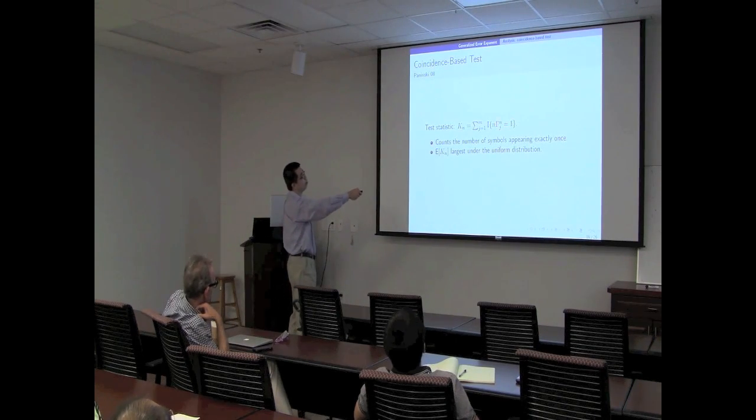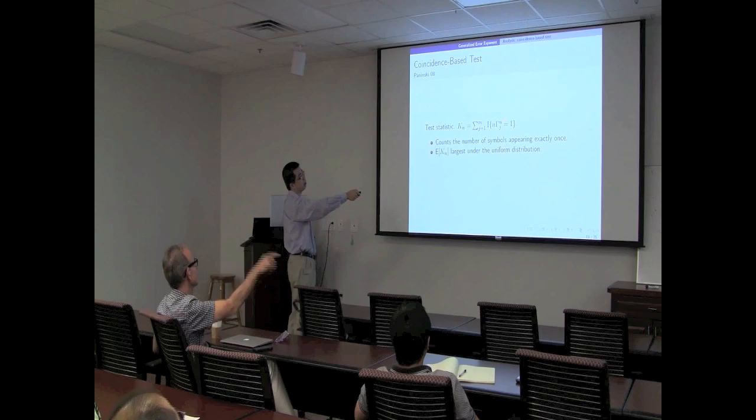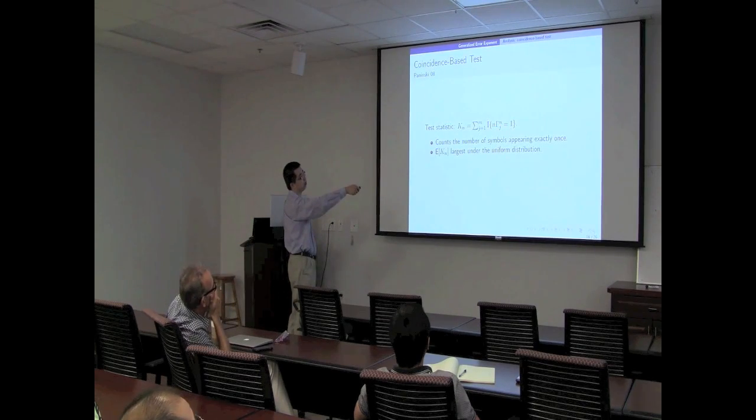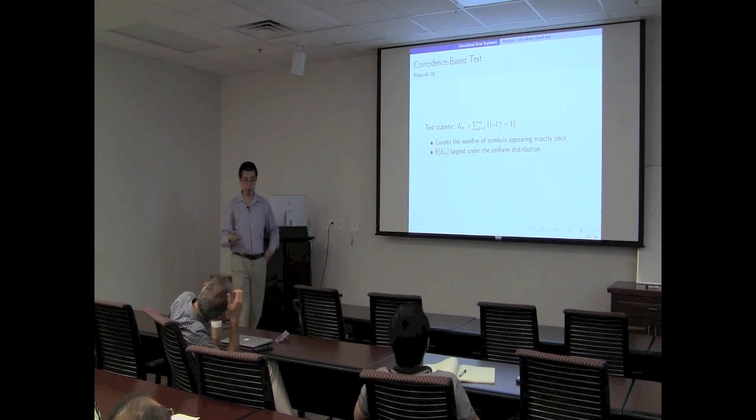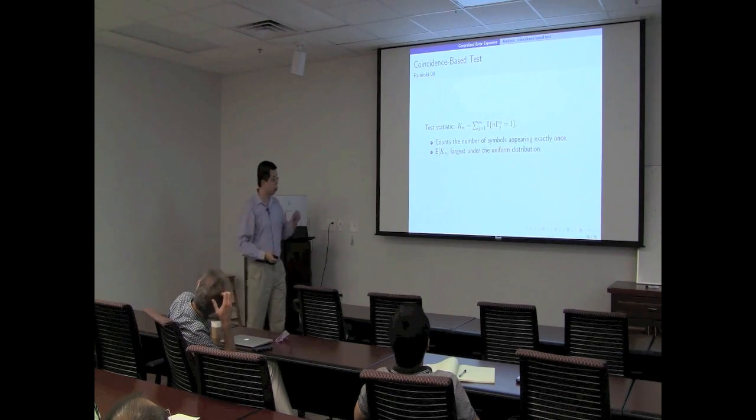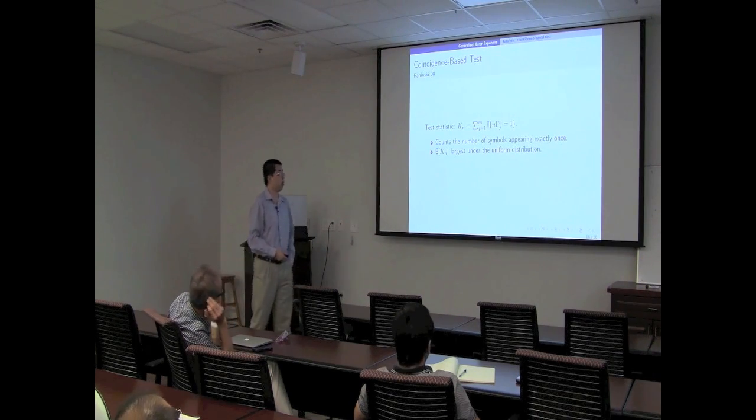Let me give you a definition here. So this is the empirical distribution: the number of times that symbol j appears. And the test statistic basically counts the number of symbols that appear exactly once. Remember, we are in the sparse sample regime, where the number of samples is growing slower than the size of the alphabet.